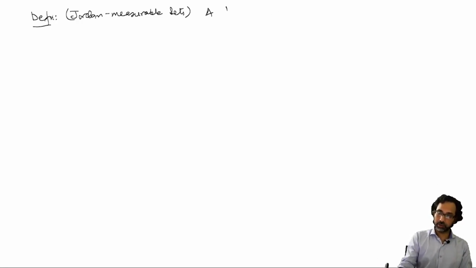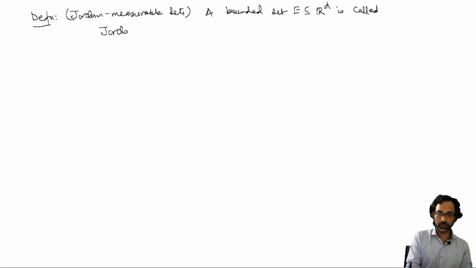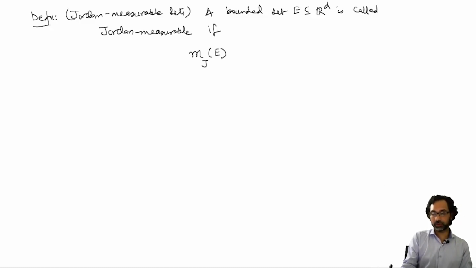Now we can define what is a Jordan measurable set of RD, Jordan measurable sets. So this is a definition. So a set E, a bounded set E, a subset of RD, is called Jordan measurable if we have the equality of the inner Jordan measure of E with the outer Jordan measure of E.